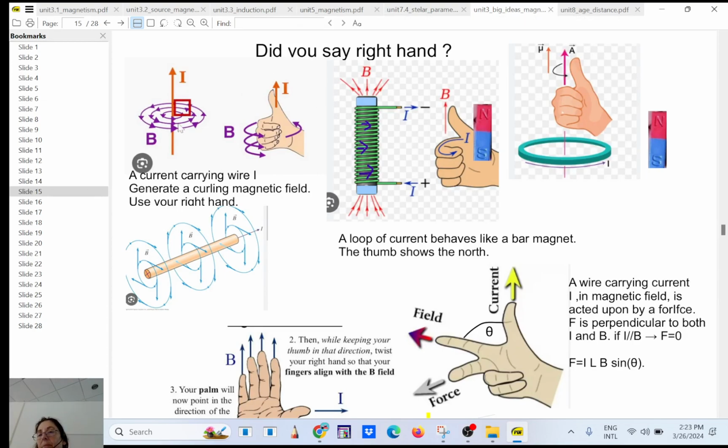So if you have a wire with current flowing in this direction, the magnetic field will circle around. So if you have a wire coming towards you, it's going to go around and around. It's hard to imagine. So you have to really play with your hand.